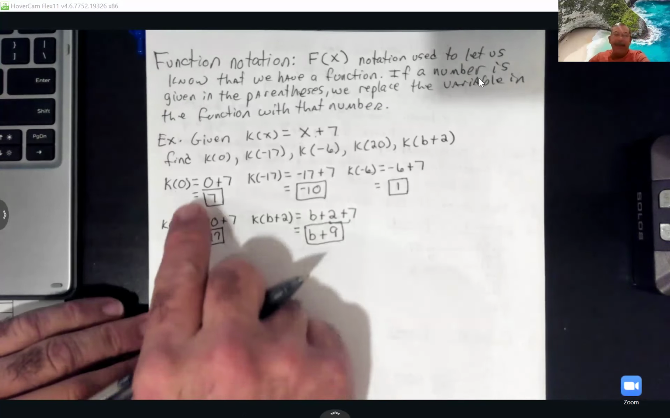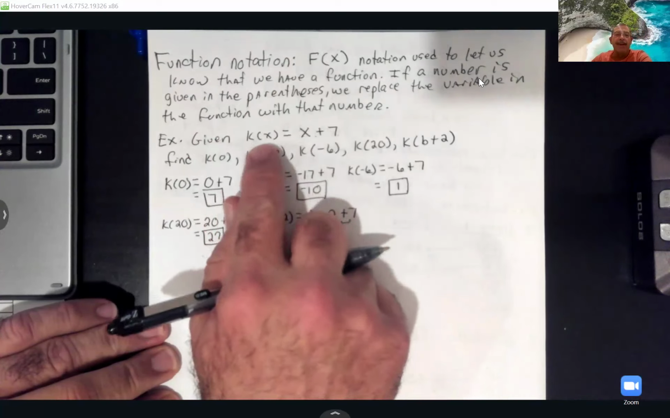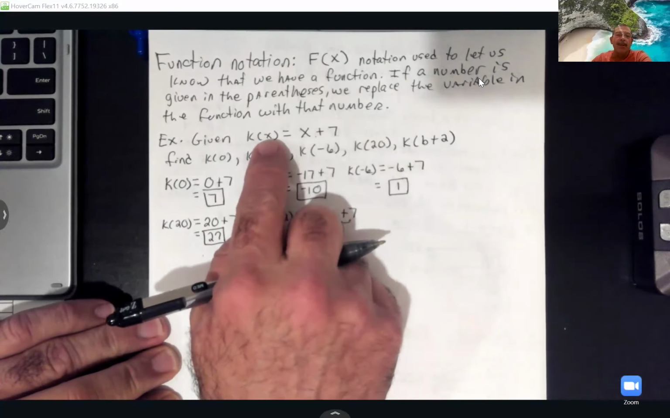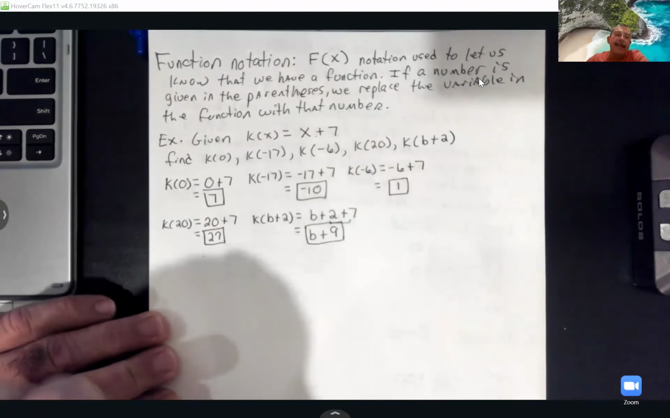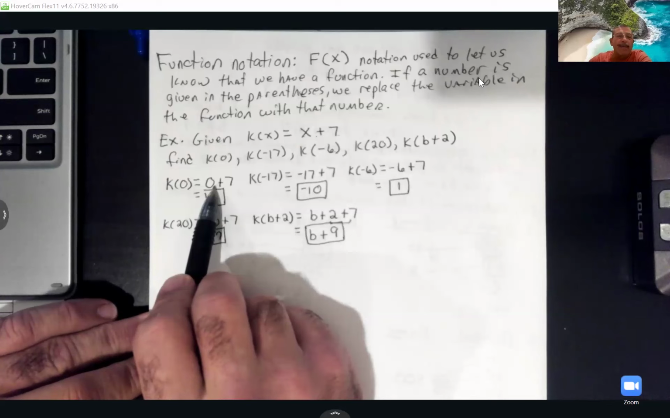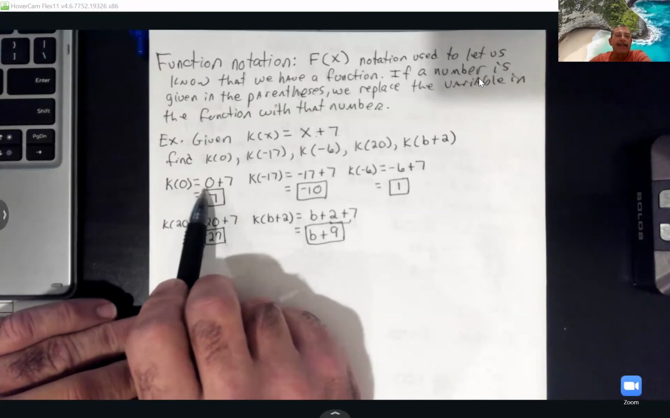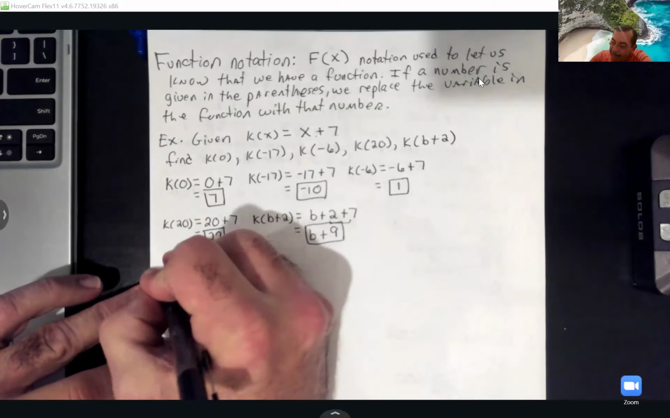So y'all, that's what we mean by function notation. I got me a function. I know what the variable is. And then this is shorthand. Instead of me saying, hey, put a 0 in for the x, I can say, hey, find me k of 0 and stuff like that, okay?